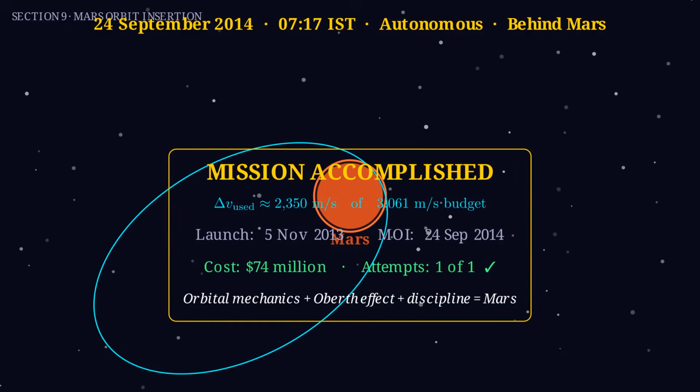The total delta V used was approximately 2,350 meters per second against a budget of 3,061. This is what orbital mechanics, the Oberth effect, and precise engineering can achieve when they work together. Mangalyaan operated for over 8 years before contact was lost in October 2022.